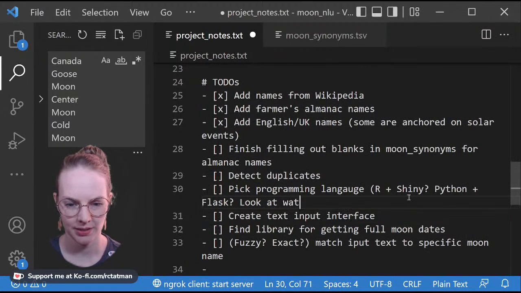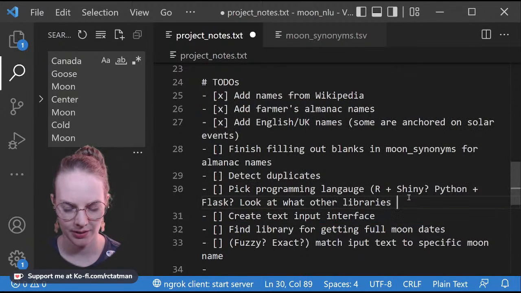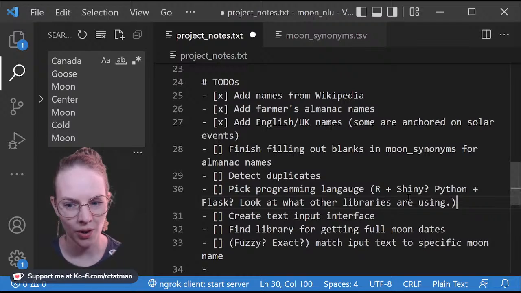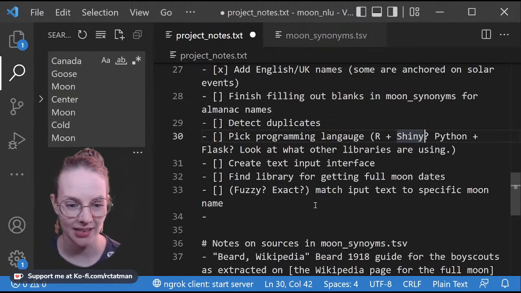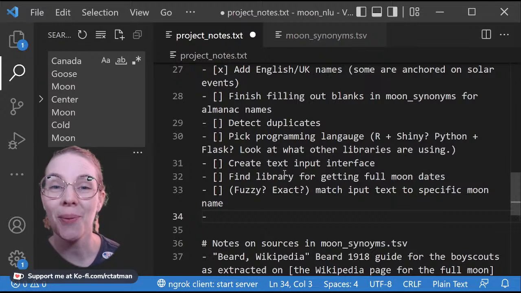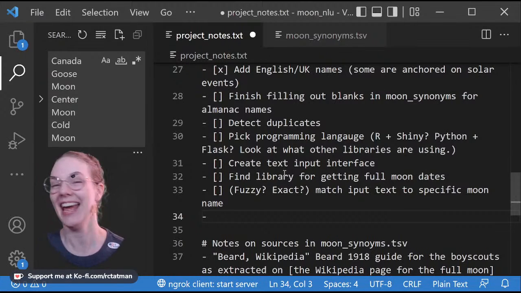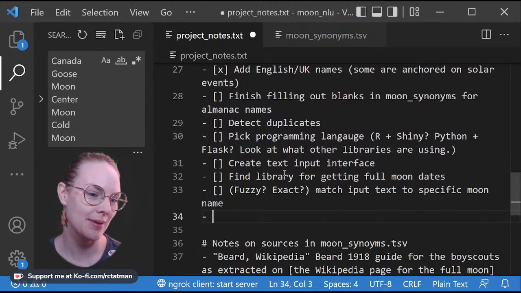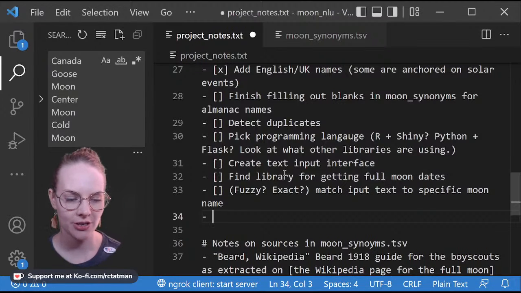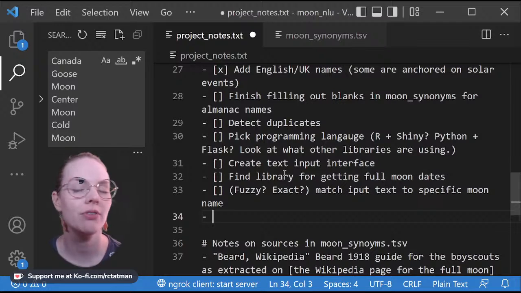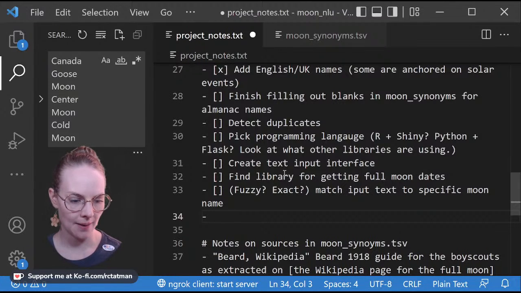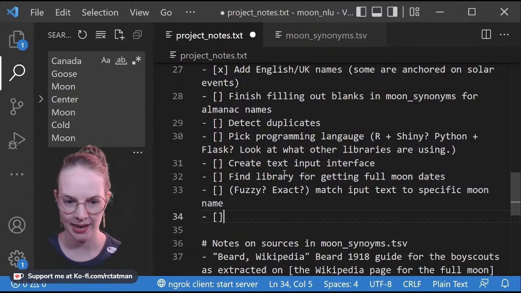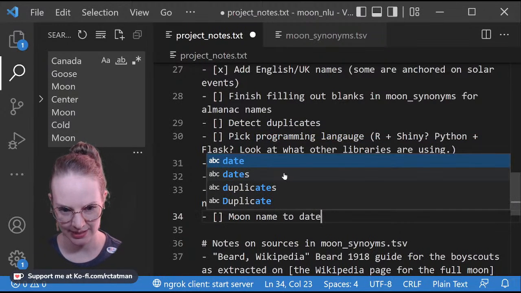Look at what other libraries are using. I want to say at least part of Duckling is written in Haskell though, and there's no way I'm learning Haskell for this project. Absolutely not. I refuse. No way. So I think it makes sense to just, I don't know, I'll figure something out. We might do that together. If you have any recommendations, feel free to hit me up. And I think that's going to be fine. And then moon name to date.